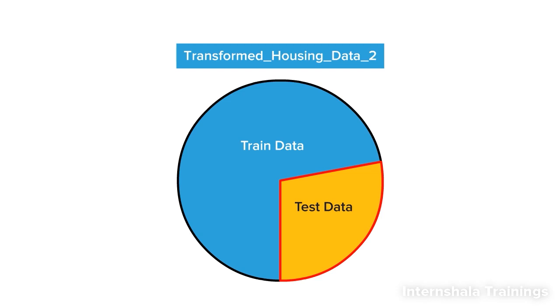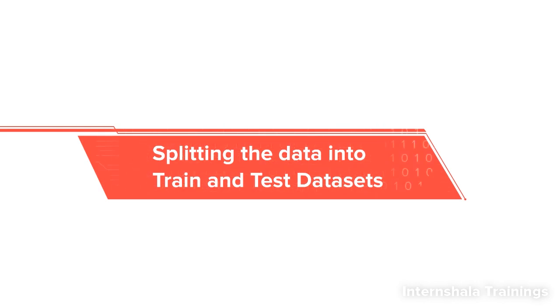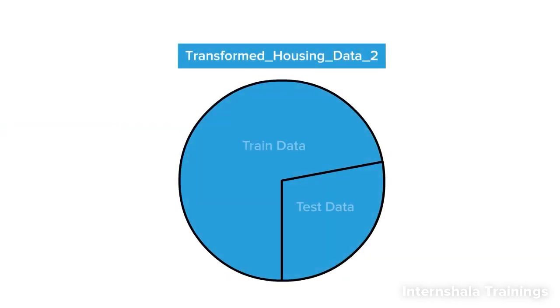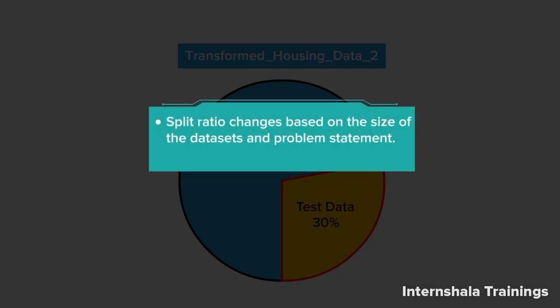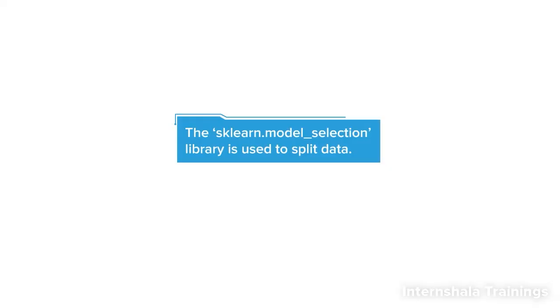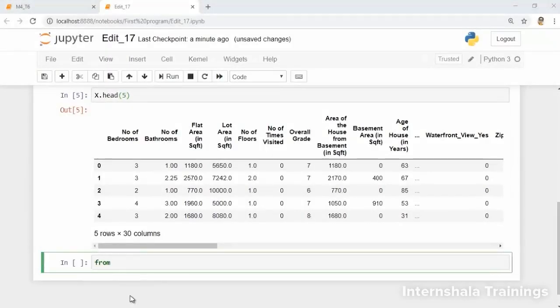Now that we have understood what train and test datasets are, let us now split the data into train and test datasets. We will be keeping 70% of the data as our train data and the rest 30% as our test data. The ratio of these percentages is called the split ratio, which changes based on the size of the datasets and the problem statements. Ideally, we split the data in 70-30 ratio. For splitting the data, we will be using the sklearn.model_selection library. Now let's import that library.